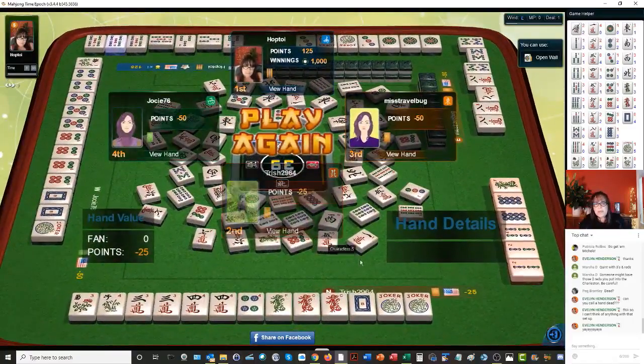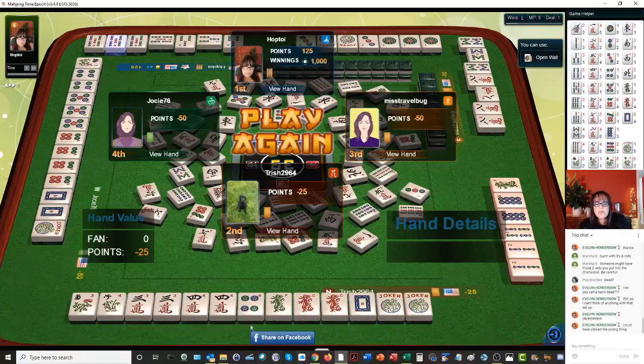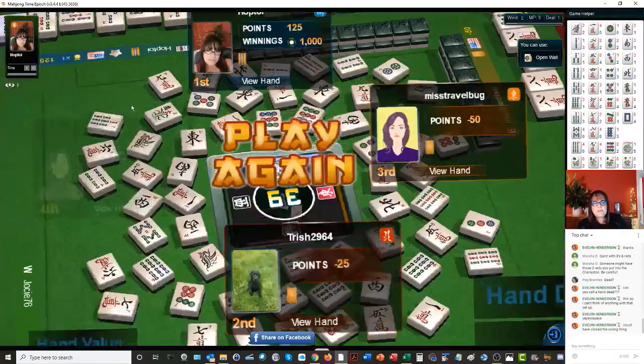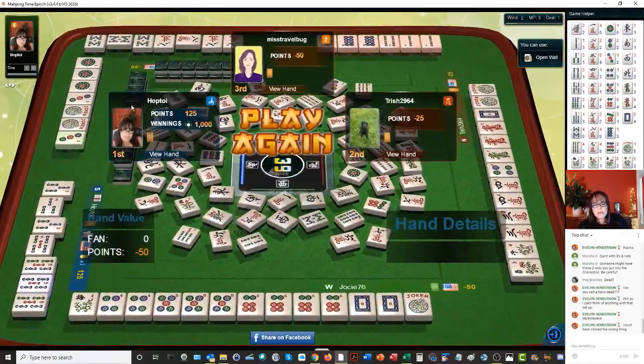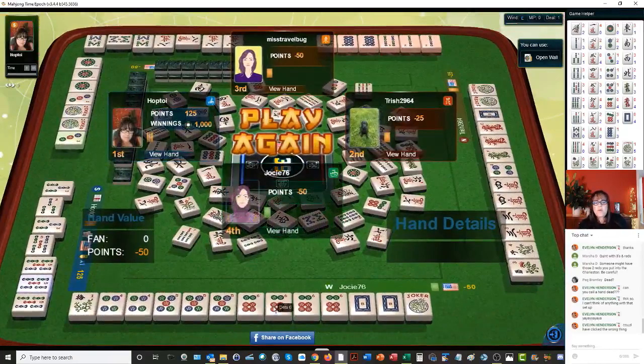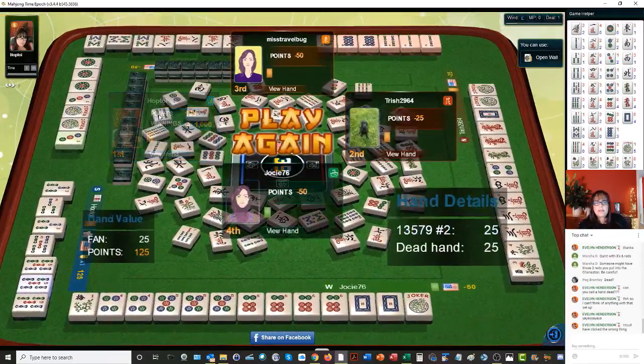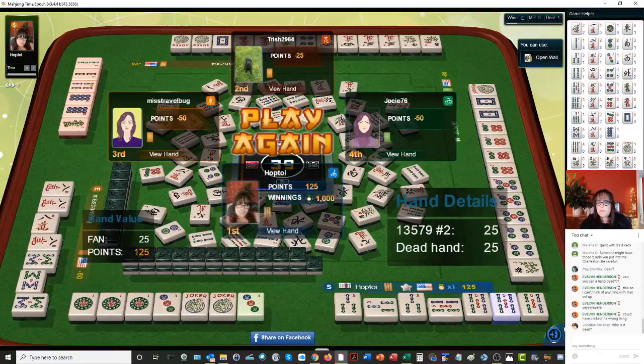Like numbers with eights, maybe they were trying, but they had no flowers. And then here, 3, 4, 3, 4 pair hand, 3, 4, 3, 4 with dragons. Fifth hand down under consecutive run. And then this player was trying for 4, 5, 6 Kongs, one suit, or 5, 6 dragon. They needed flowers.